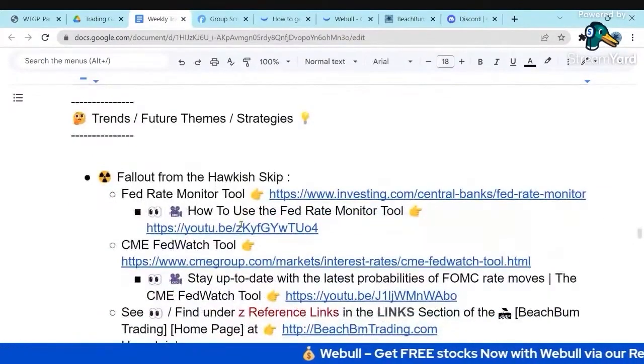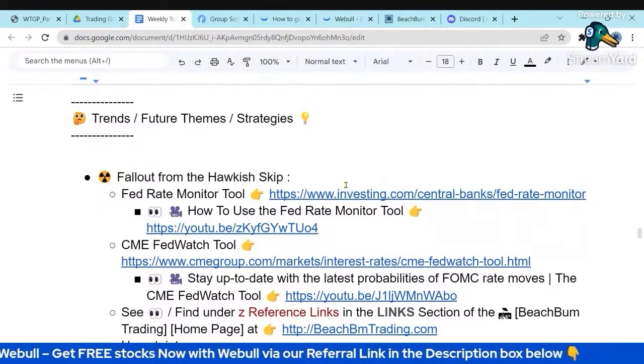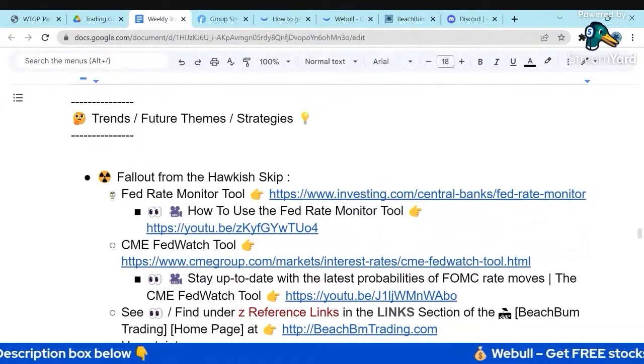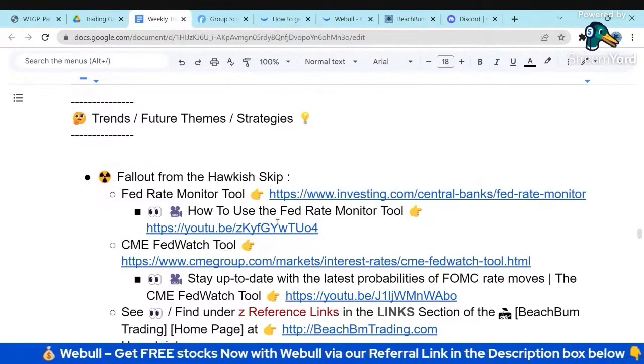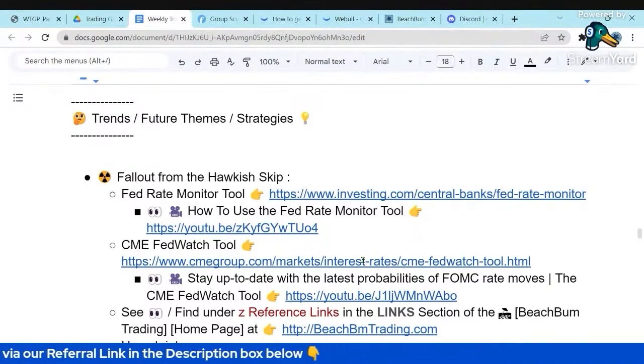I did want to get to our strategies, our themes about the fallout from the Hawkish Skip. How do we make money trading the Hawkish Skip? So let's look at the Fed Rate Monitor tool first. And again, we'll look at the Fed Rate Monitor tool and the CME FedWatch tool and see what the implications of this hawkish skip were in terms of future rate hikes, etc.